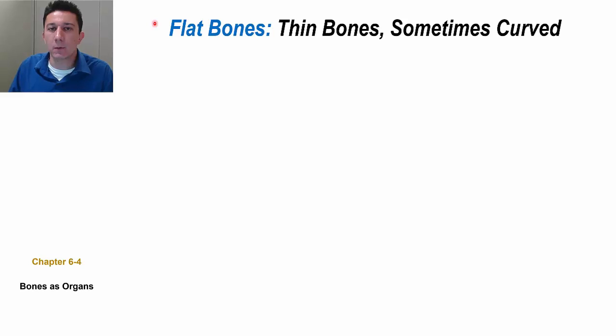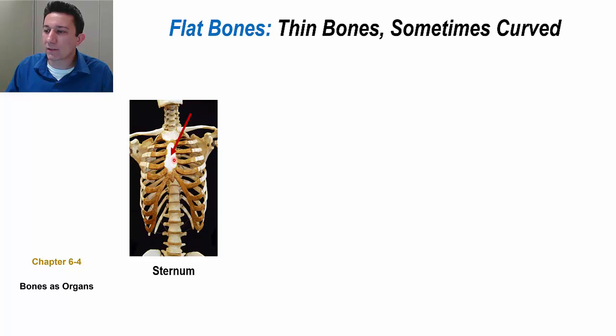Our third bone shape that we'll take a look at is the flat bones, and as their name implies, these are thin bones, but they are also sometimes curved, so they're not perfectly flat in that regard. A prominent example that we'll take a look at is the sternum, the bone that makes up the anterior part of the thoracic cage, which all the ribs articulate with.